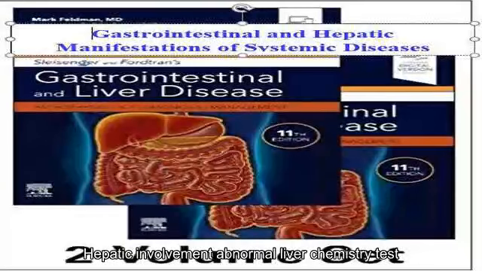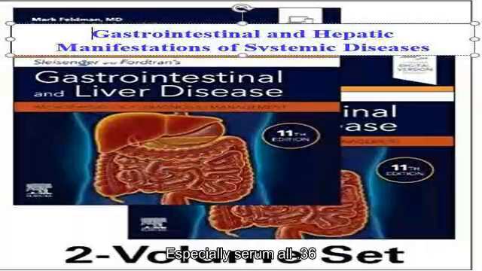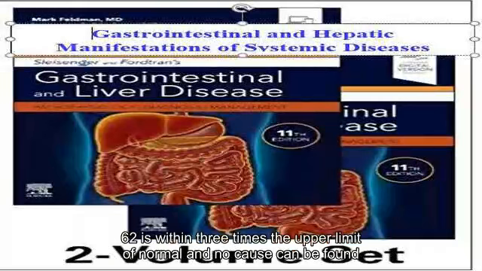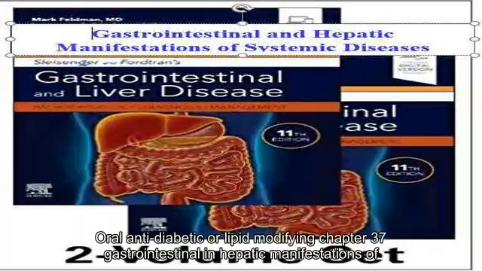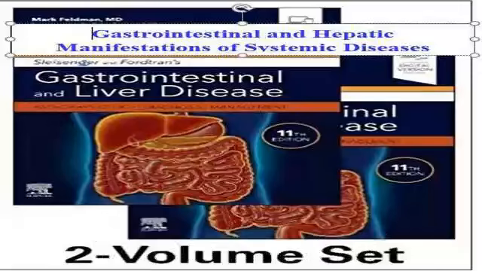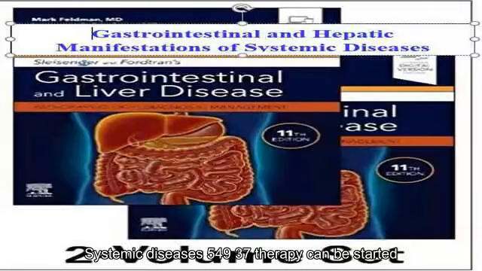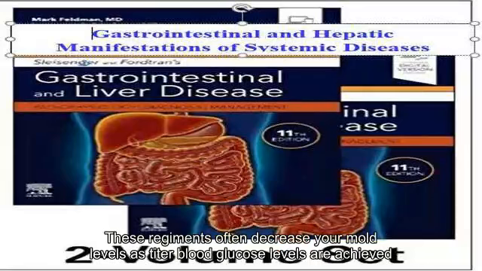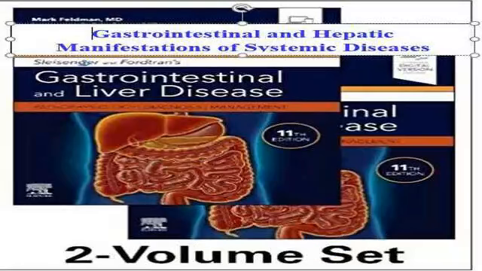Hepatic involvement. Abnormal liver chemistry tests are common in type 2 DM, especially serum ALT. If within 3 times the upper limit of normal and no cause can be found, oral anti-diabetic or lipid-modifying therapy can be started. These regimens often decrease serum ALT levels as tighter blood glucose levels are achieved.